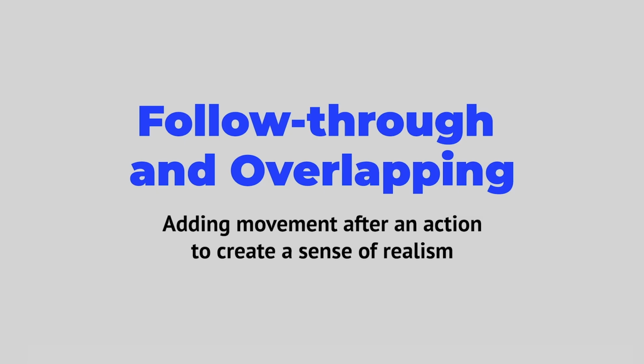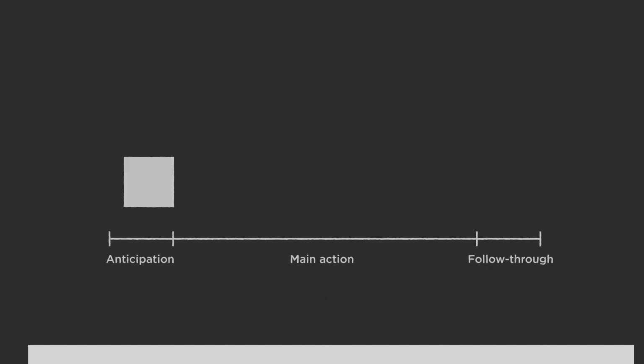Follow-through and overlapping actions can be considered as two different principles, but they are still related. The follow-through principle argues that when a subject is in motion and stops, it doesn't stop all at once. It's basically the opposite of anticipation. Anticipation happens before the main action, while follow-through happens after the action.